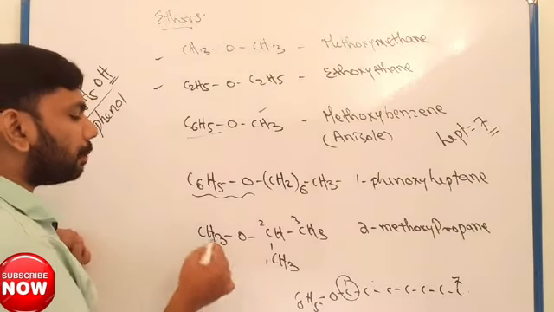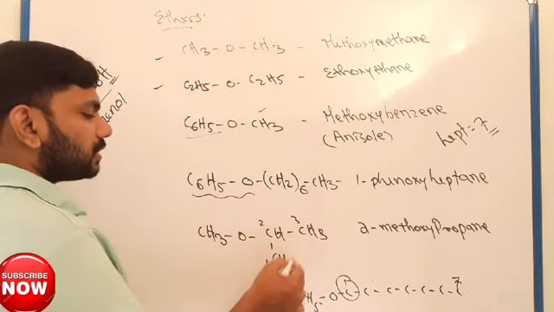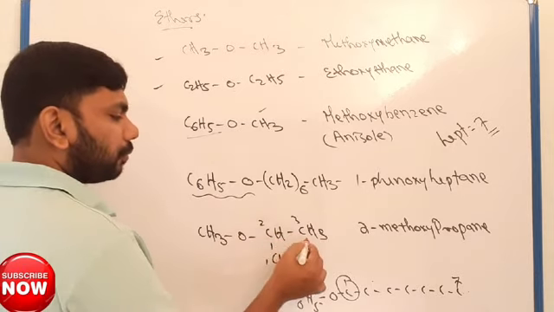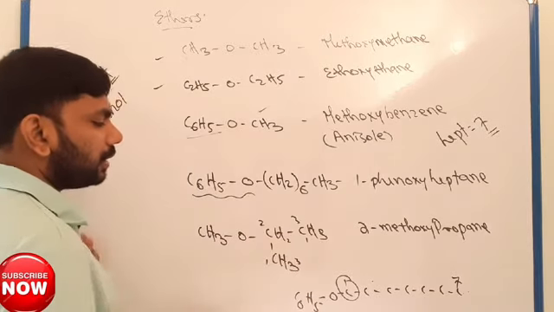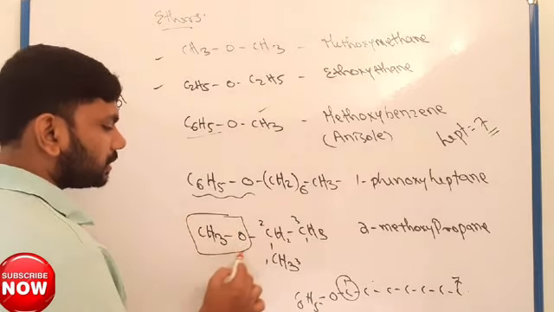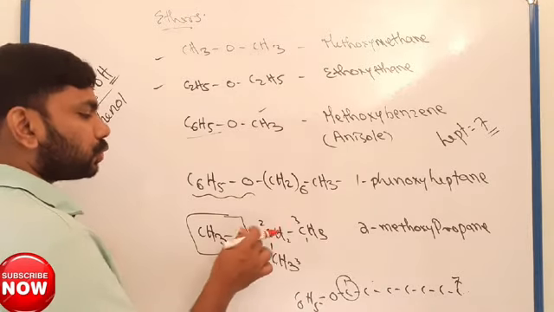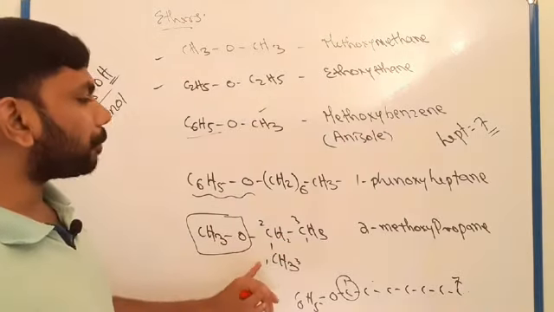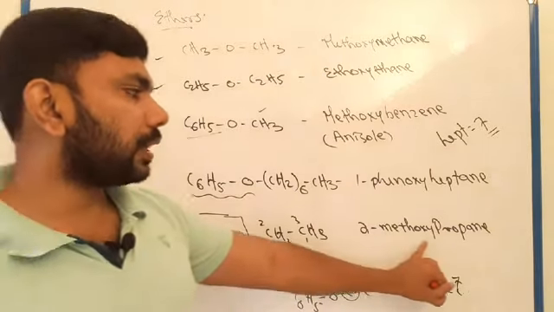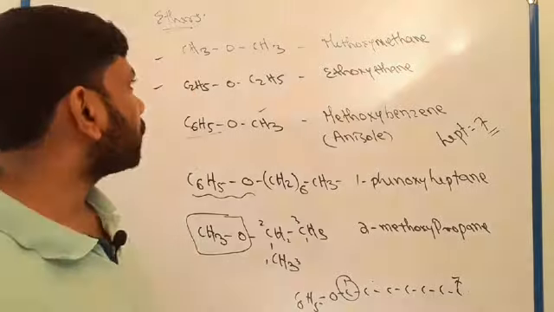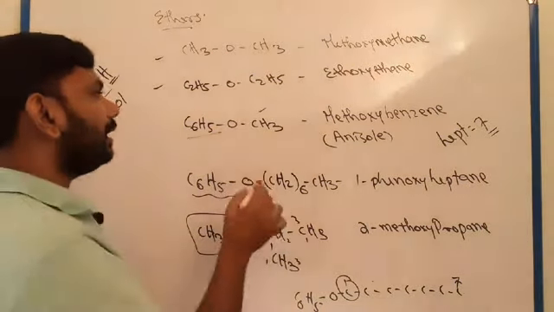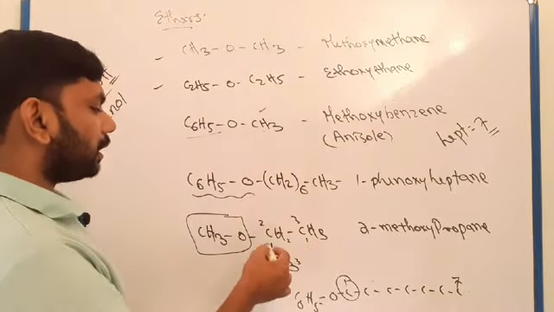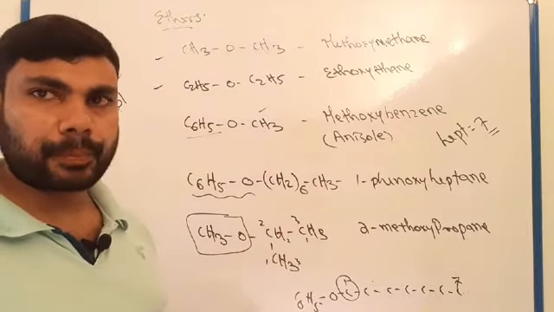Similarly, we have another compound, CH3O with CH3. To name this one, you can give numbers 1, 2, 3 from anywhere. On the second carbon there is CH3O, methoxy. So 2-methoxy. Why 2-methoxy? Because on the second carbon there is CH3O. So 2-methoxypropane. You can give names accordingly.